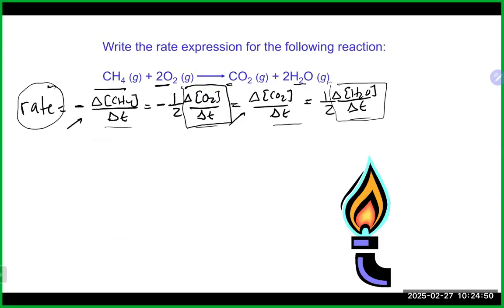It is always going to be 1 over the coefficient, because that takes into account the stoichiometry that's going on. So if you're going to do this, which I would recommend, that does it all together. So it's always 1 over the coefficient. Other questions?